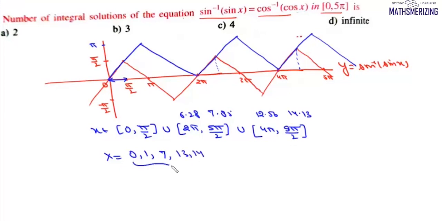So the number of integral solutions in this interval should be 5 and no option matches with it. So the answer to this question should have been 5 solutions from 0 to 5 pi. If we take not inclusive 0 to 5 pi, then in that case the answer will be 4.